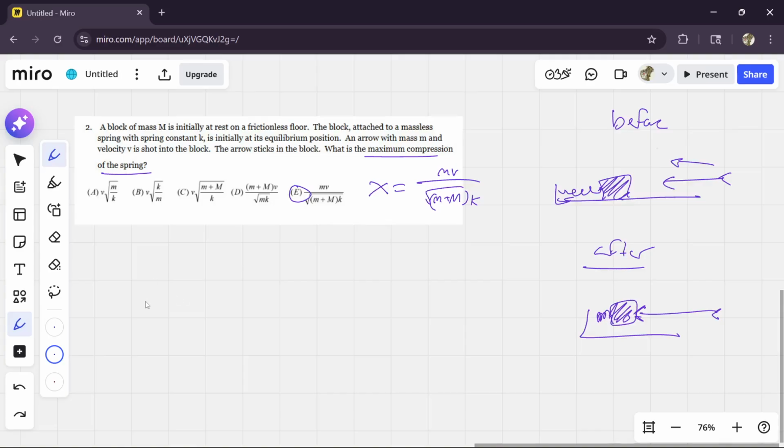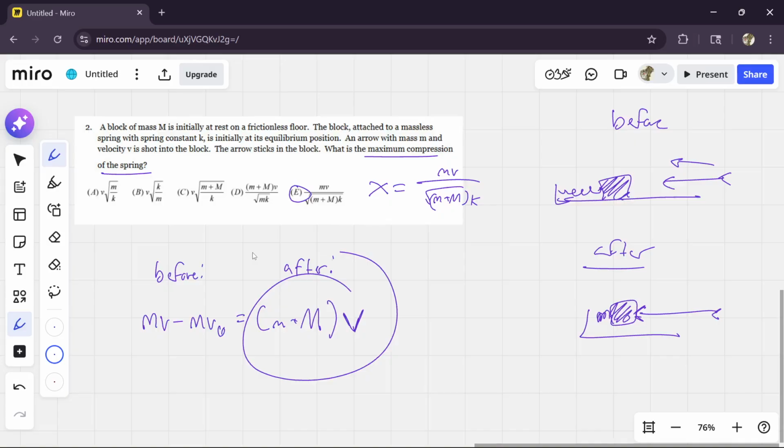So the before is going to be mv minus mv initial, which is equal to (m plus big M) times big V. This is the momentum before, the momentum after. Why does it look like this after? Well, that's because once this arrow makes contact with the block, it's a part of our quote unquote system now, right? So the mass of the arrow and the mass of the block have to be considered.